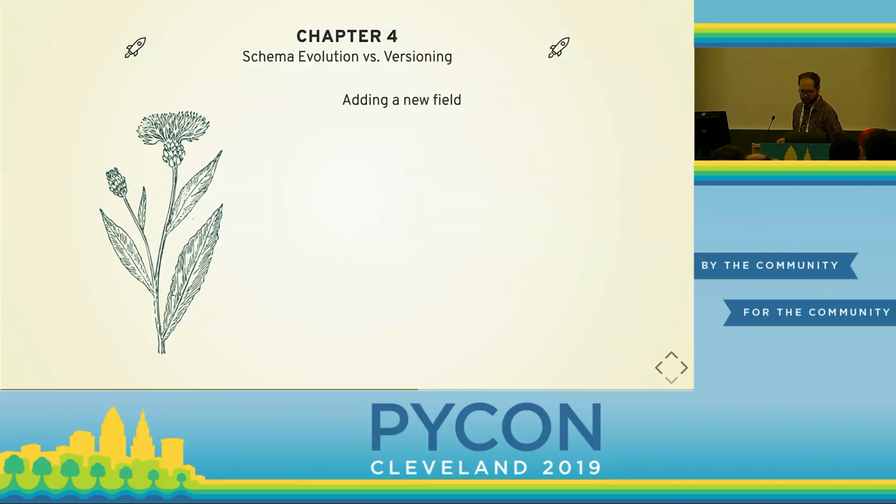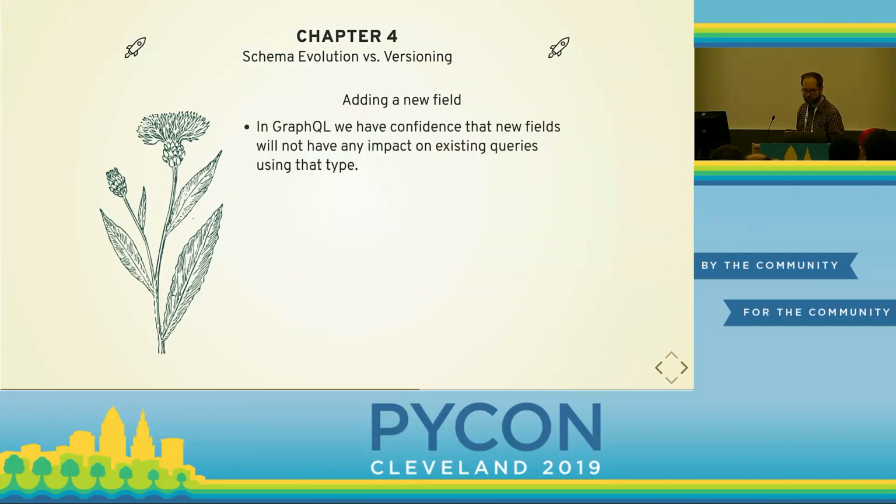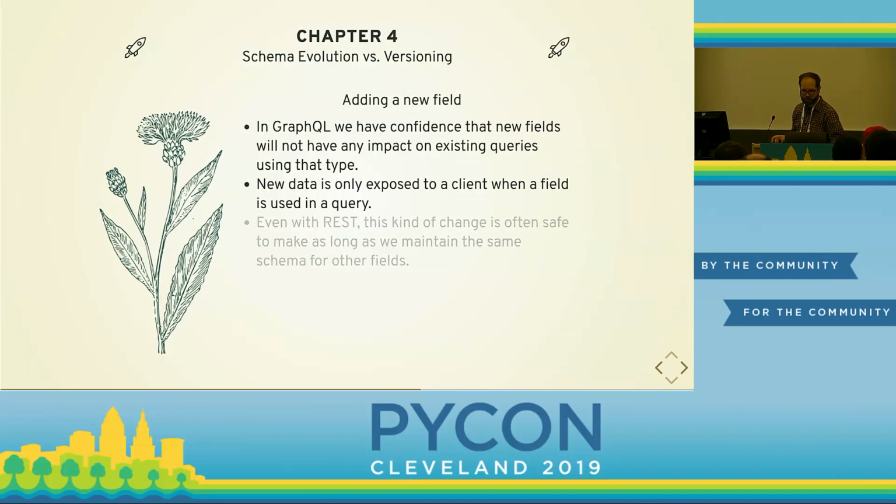So if we add a new field, in GraphQL we have confidence that it's not going to have an impact on existing queries that use that type that we've added the field to. And that's because new data is only exposed to the client when it's used in a query. So until we add that into the world, it can't be used. So we know it's not going to be sent to the client. Even with REST, we can make that kind of change safe as long as we maintain the schema for the other fields.